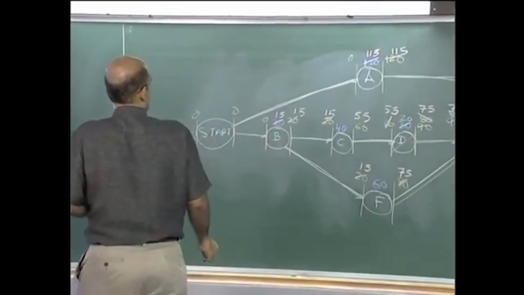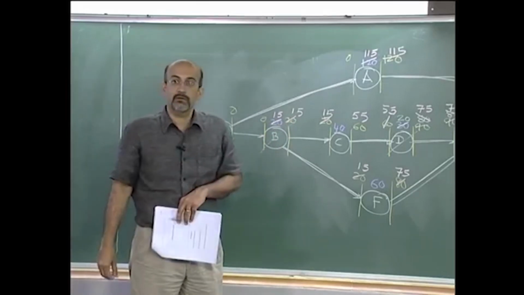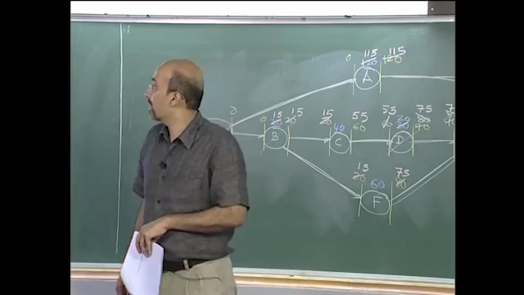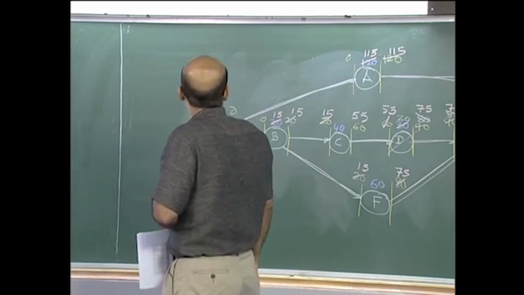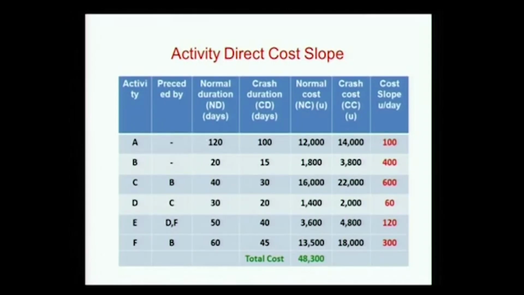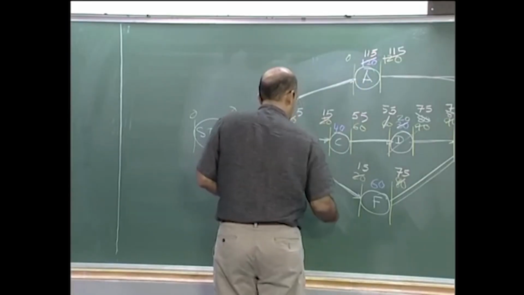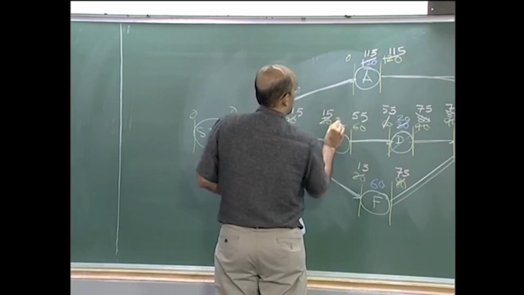With that, B is also gone out of it. I am only left with A, C, F. How much can I reduce ACF by? What is the maximum? C is limiting. C can go down to 10 days, so everything can go down to 10 days only. So this goes to 30.